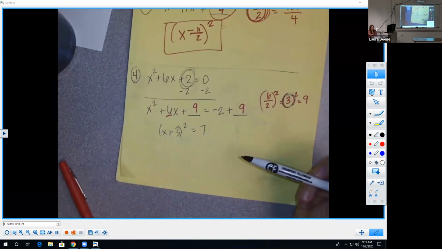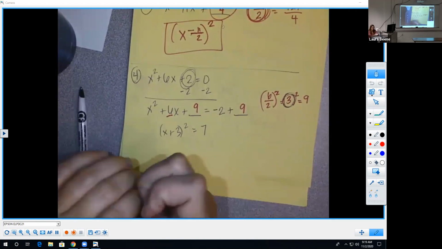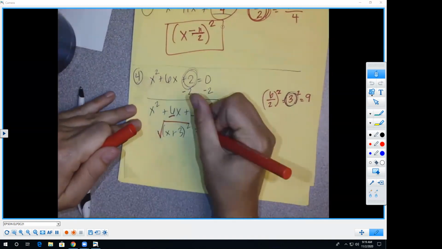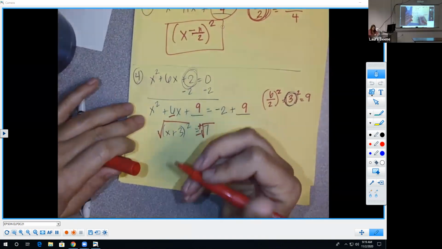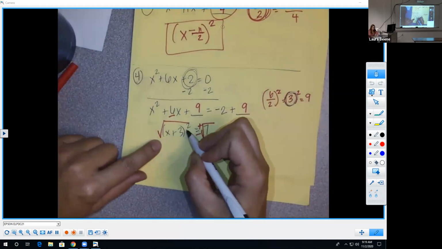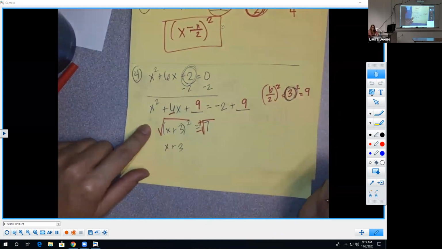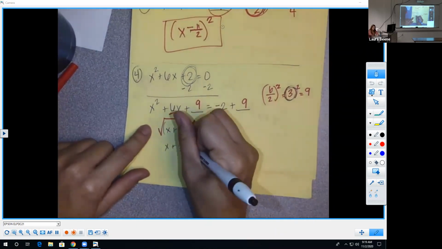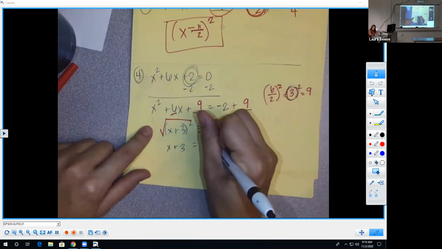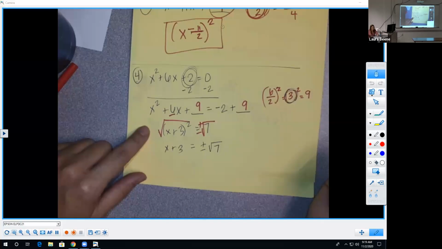And now notice this is a solving by square roots problem. We just take the square root to get rid of the squared. So take the square root of both sides. Don't forget your plus or minus. So over here on the left-hand side, the square root of x plus 3 squared would just be x plus 3. On the right-hand side, it is plus or minus the square root of 7. I can't take the square root of 7. I can't break it down. Can't simplify it.